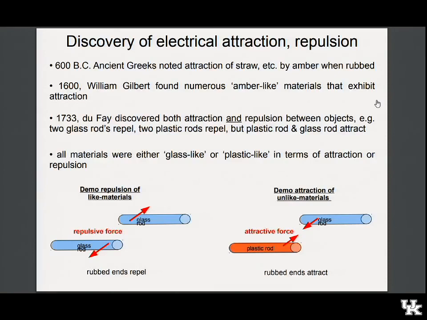What he went on to conclude, and an example of it is the following. If you take two glass rods and rub them, they will repel one another. And I'll show you this. If you take two plastic rubber rods and rub those, they will repel one another. I'll show you that. But if you take a glass rod and a plastic rod, these different materials, they will attract one another. So he concluded that there's two types of materials. There's glass-like materials and plastic-like materials, and like materials will repel one another, they push each other apart, and unlike materials will attract one another. They pull each other together. And that was a huge breakthrough.